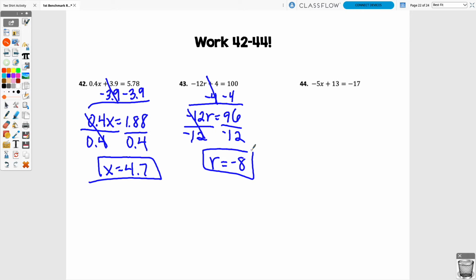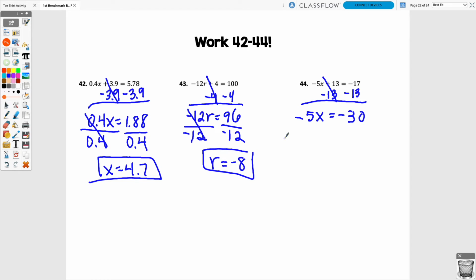All right, number 44. Addison, what's my first step on that one? To subtract 13 from positive 13 and from 17. Good. All right, so I know these are going to cancel. I'm going to bring down my negative 5x. And then Addison, what should negative 17 minus 13 give me? Negative 30.